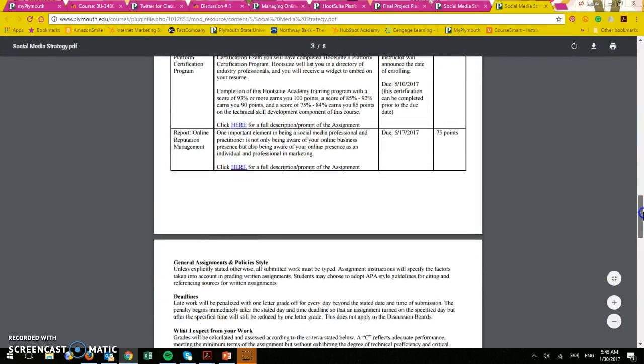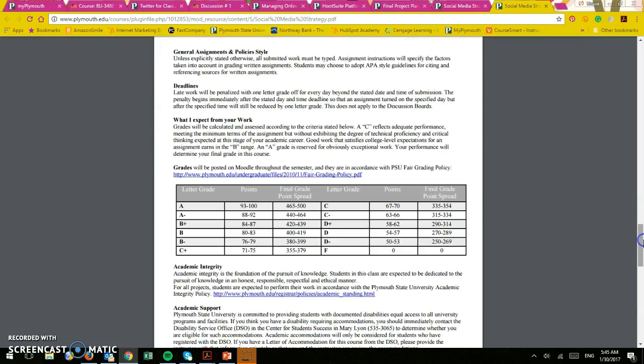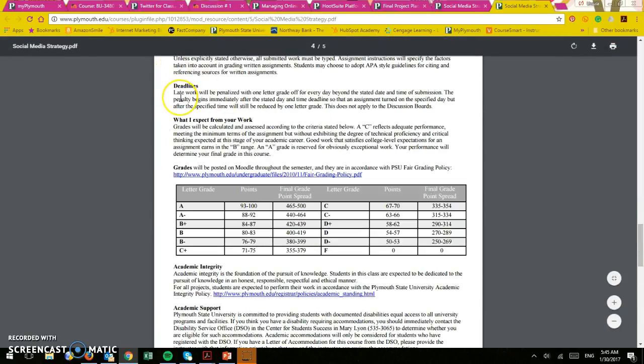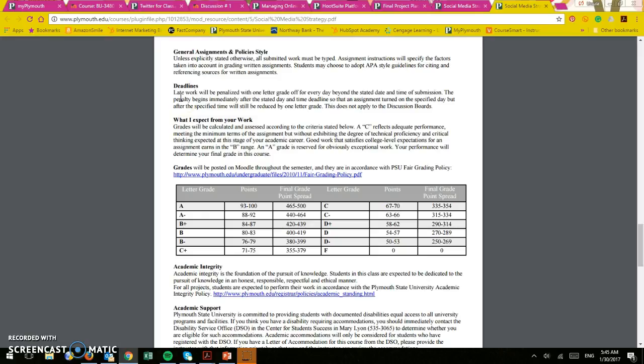As you keep scrolling on the syllabus, you will have general policies. I do not accept late work. This is something that you should have very clear. When you do not meet the deadline, your work is going to be penalized and you're going to start losing one letter grade per day.